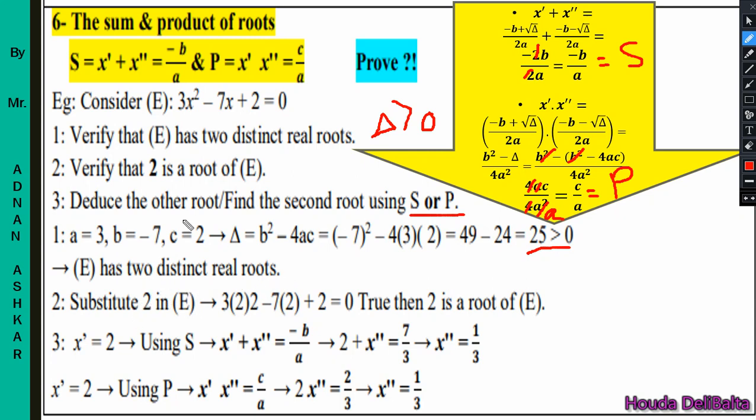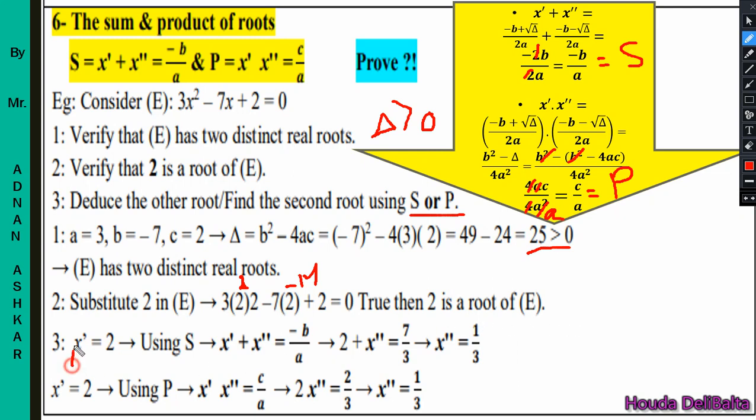Now to verify that 2 is a root, as I told you, we just evaluate x by 2. So 3 into 2 squared, or 2 into 2, whatever, minus 7 into 2 plus 2. So we can put 3 into 2 squared. True, because 3 into 4 is 12. Minus 14, here is minus 14. So 12 minus 14 is minus 2, and plus 2 is 0. Then 2 is a root of the equation E.